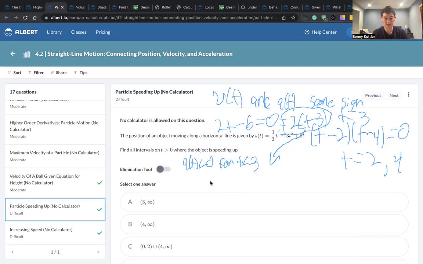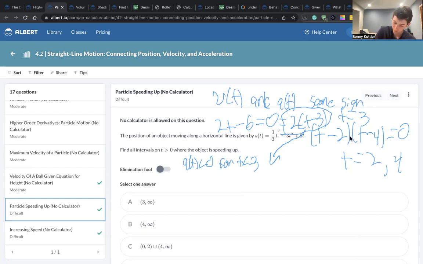Okay, so that tells us when the acceleration is negative. And then vice versa is true. The acceleration is positive when t is greater than 3. So we're going to look for the times where the velocity sign and the acceleration sign are the same. So the first thing you do is plug in a point to just see if the velocity is negative on that interval or positive.